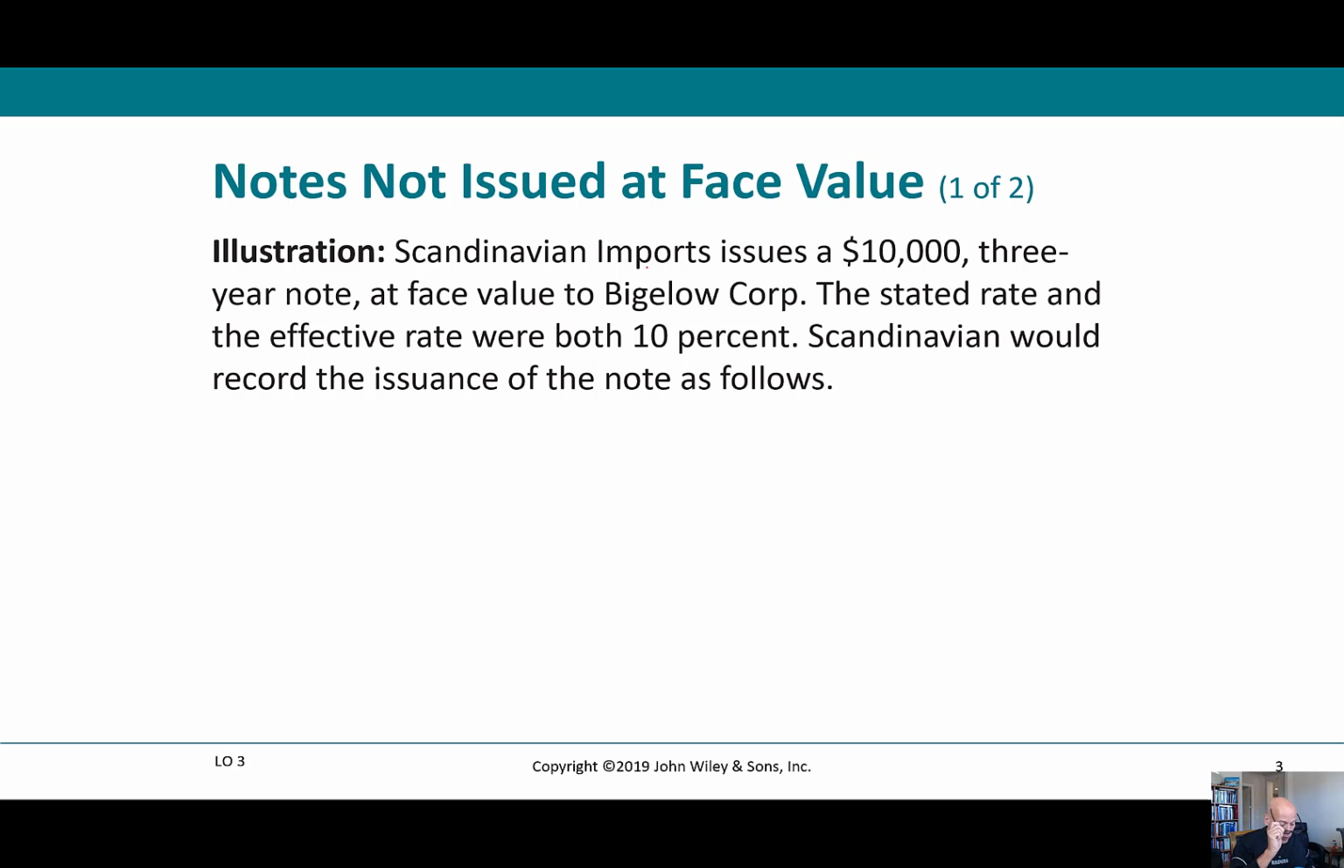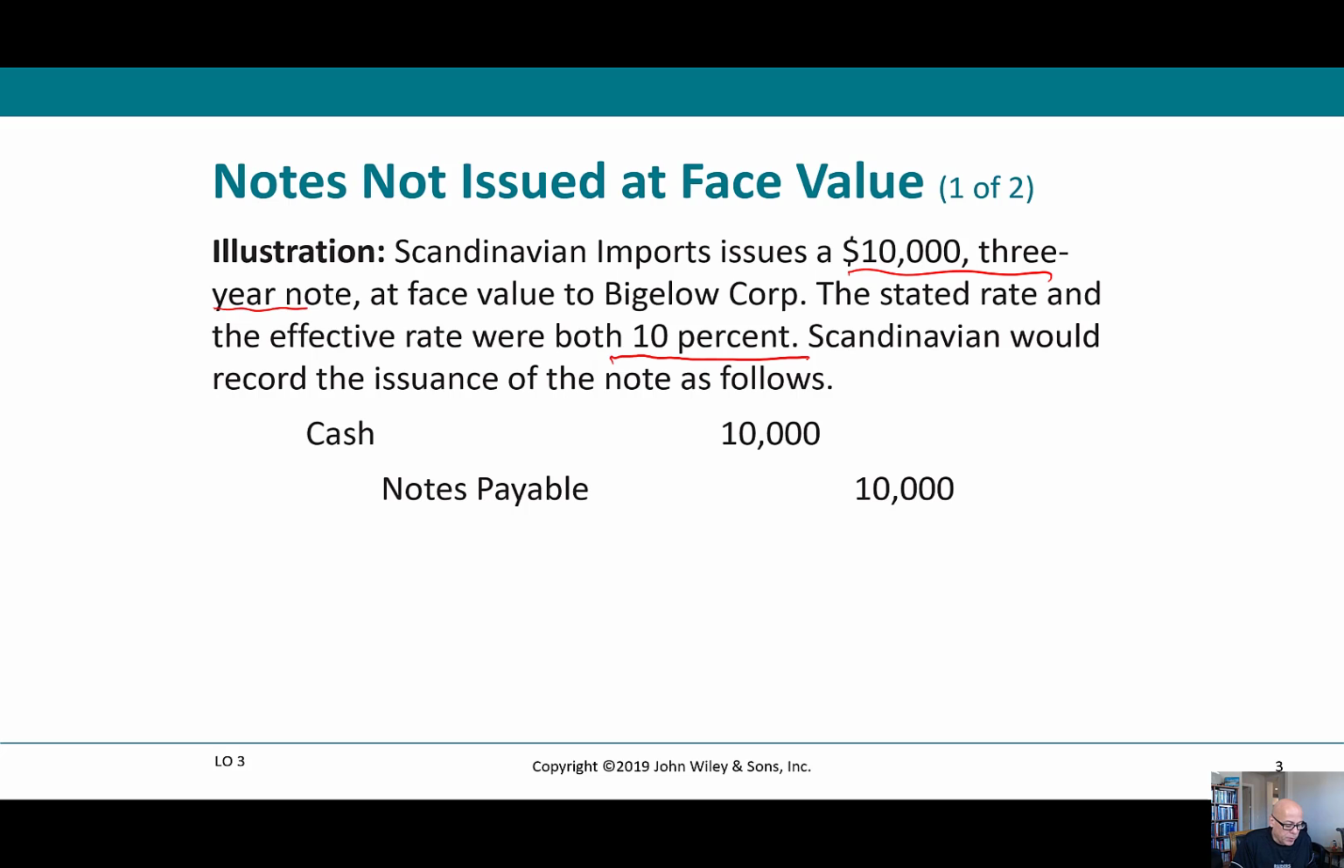I know that's annoying. So just taking a look at this example, Scandinavian Imports issues $100,000, a 3-year note. Okay, so it's going to be long-term, at face value to Bigelow Corporation, and we have an interest rate of 10%, and Scandinavian would record the issuance of the note as follows. So we go ahead and we issue the note. Of course, we would debit cash when we receive the cash on that note, and credit the note payable for the $100,000.